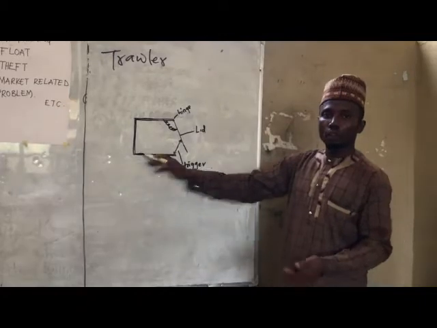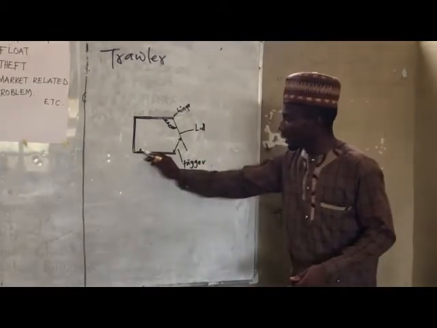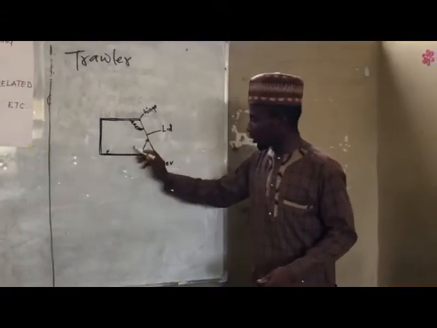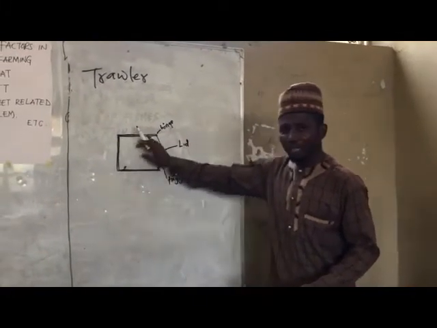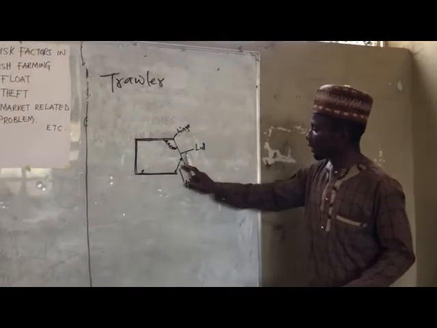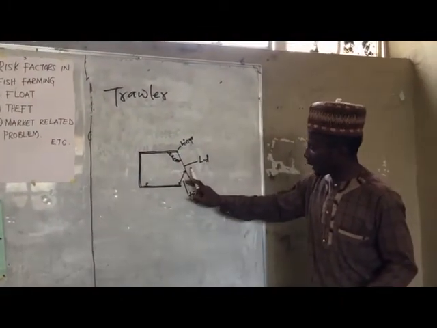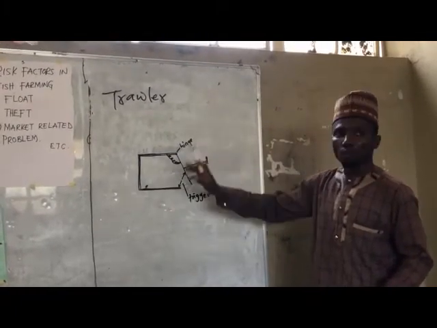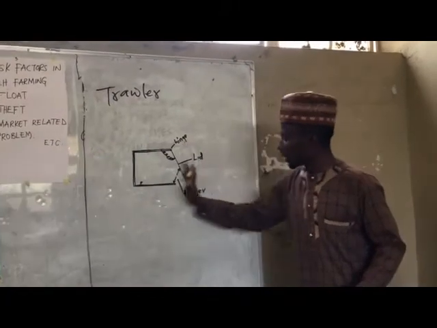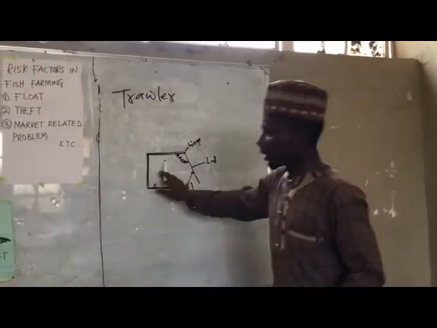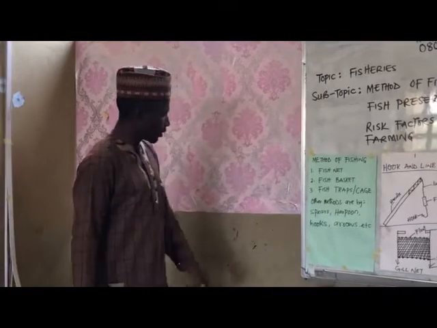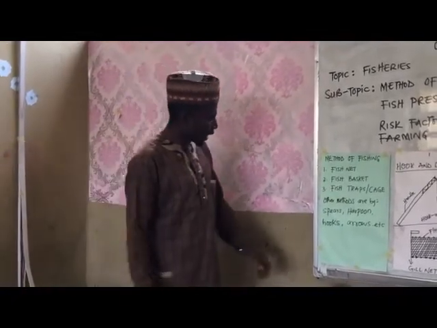When you see bait, something that can attract fish, you put it inside the enclosure here. So once fishes are attracted into this enclosure, then as they are entering, they can displace this trigger and this thing will fall off. Once it falls off, this lid will close and the fish will be captured inside that enclosure. Then we have other methods like spear.